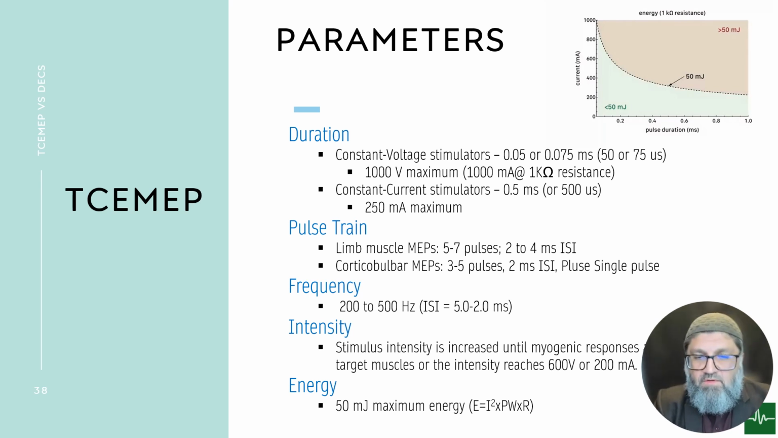For intensity, if you're doing constant voltage, you can go up to 600 or 800 volts. And if you're doing constant current, then the maximum current is 200 milliampere. The energy is very important, which is E equals I squared, pulse width, and resistance. That means 50 millijoule is the maximum allowed. So no matter which machine you're using, when you're increasing the current, you should decrease the pulse width. You can increase the pulse width if the current intensity is very low, but not with a high one.